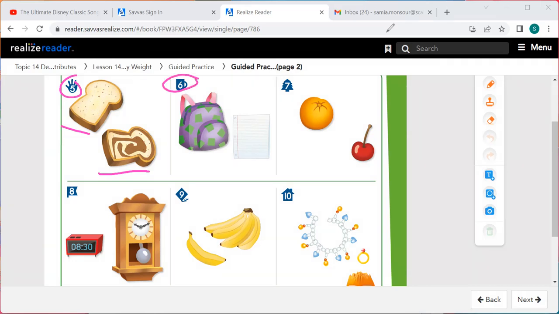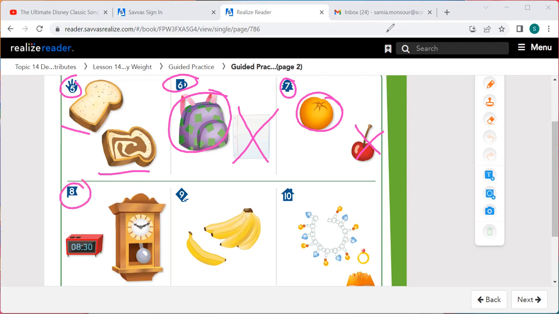All right, let's look at number 6. We have a backpack and then we have some paper. Which one do you think is heavier? The backpack. Looks like the paper would be lighter. All right, number 7. We have an orange and we have a cherry. Which fruit would be heavier? Yes, the orange would be heavier than the cherry.